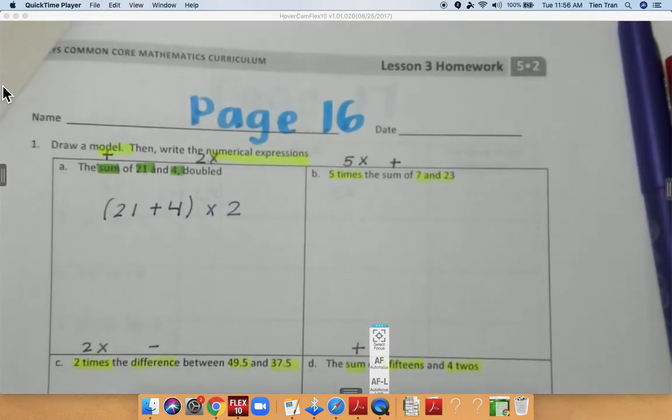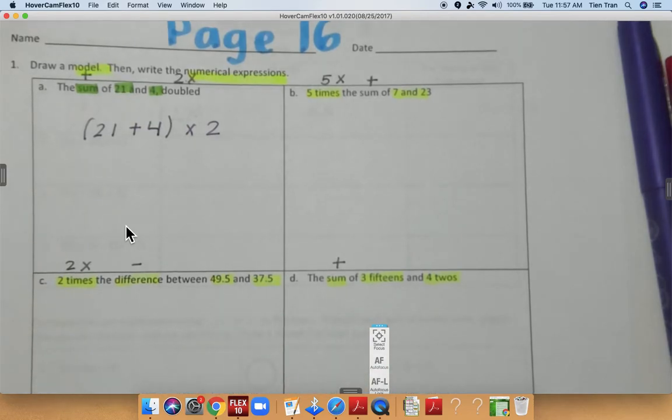Okay, now they don't ask you to solve or anything. All you're doing is writing the numerical expression. So I don't need to solve for now. Okay, later on you will need to solve your answers. So right now they're not asking you to solve for anything. You are just writing down the numerical expressions.